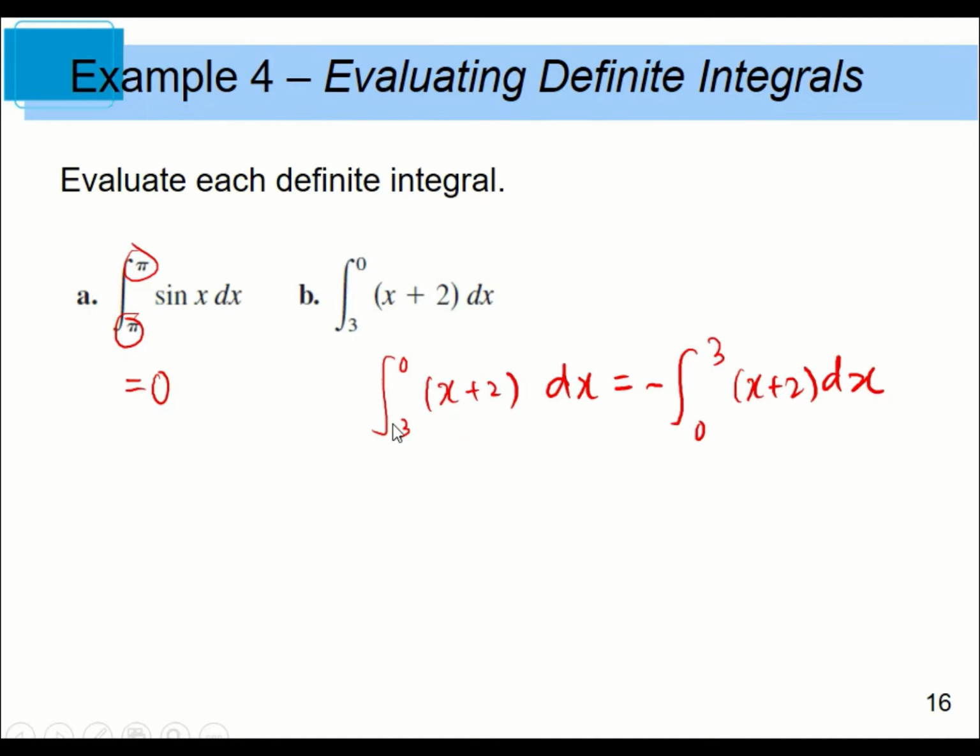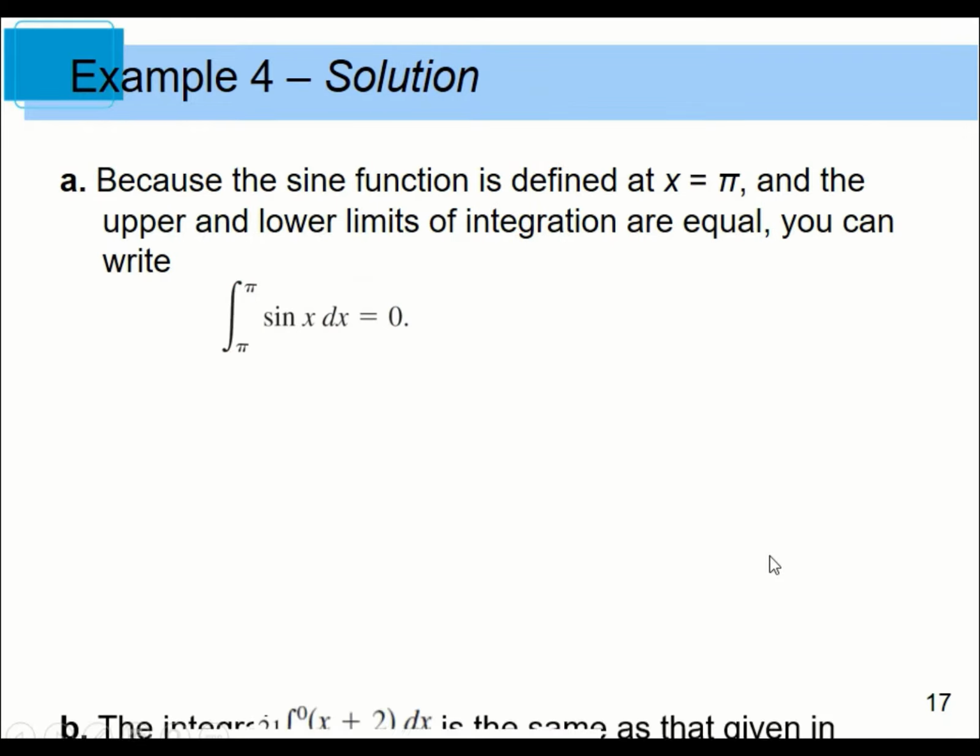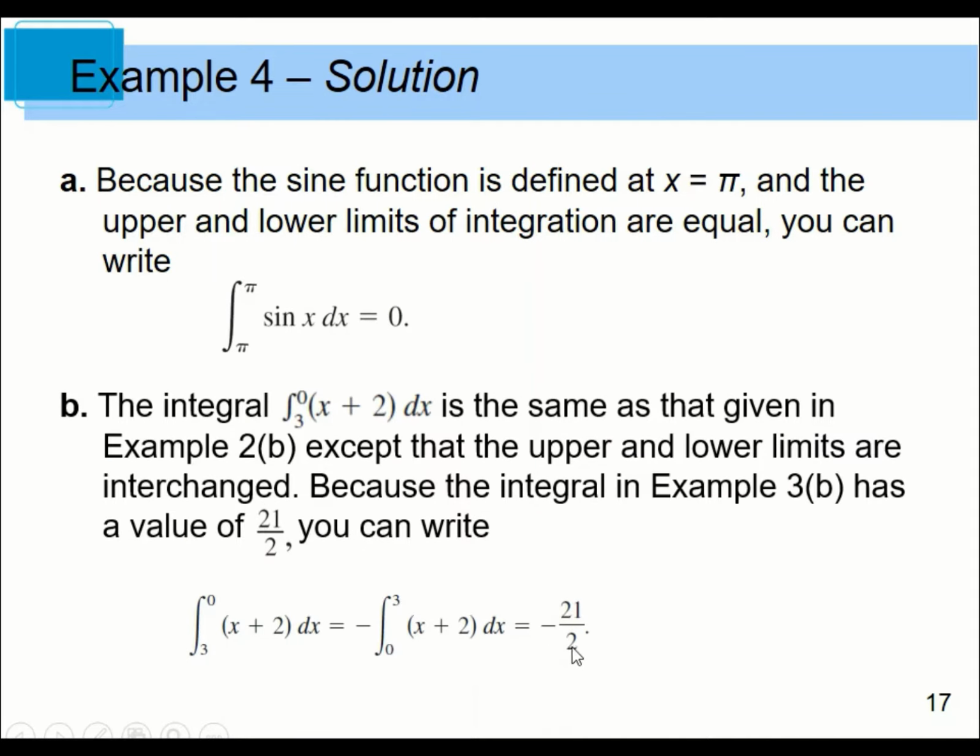Since these two values, we swap, right? So we get negative 21 over 2. This is actually 21 over 2, then we have a negative in front. So this answer will give us negative 21 over 2. Okay, so we have the 0 for question A, and negative 21 over 2 for question B.